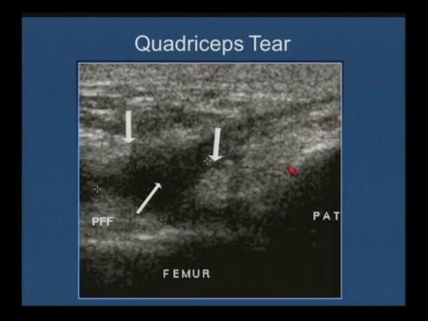Here's another case, more coned in, a longitudinal section. Here's the superior pole of the patella just sneaking in. Here's the proximal stump of the quadriceps tendon. Here's the distal stump. We see fluid, hemarthrosis, between the two stumps. So this is another quadriceps tendon tear. And most times the quadriceps tendon will tear either at or just a little bit above the superior pole of the patella.